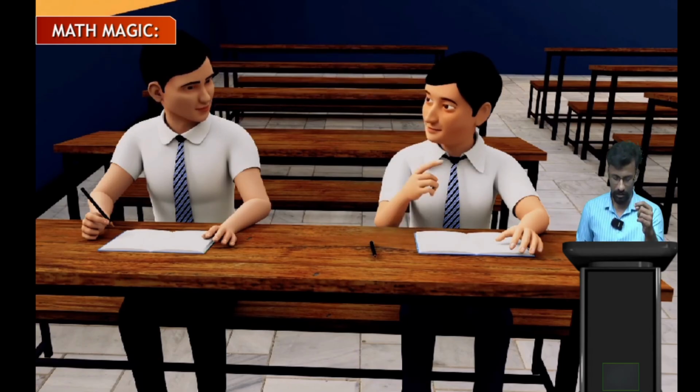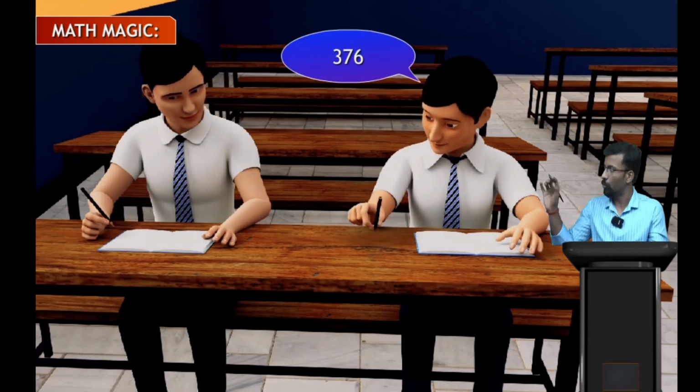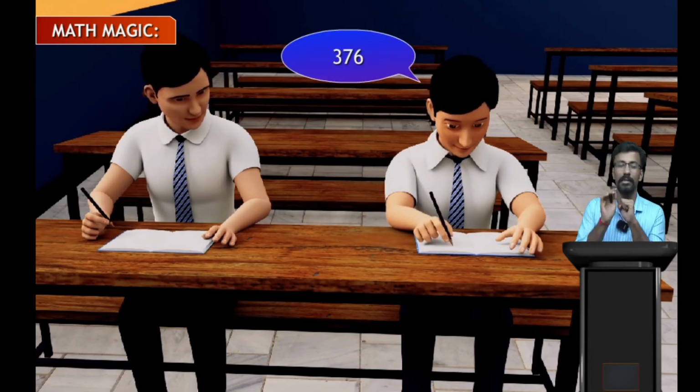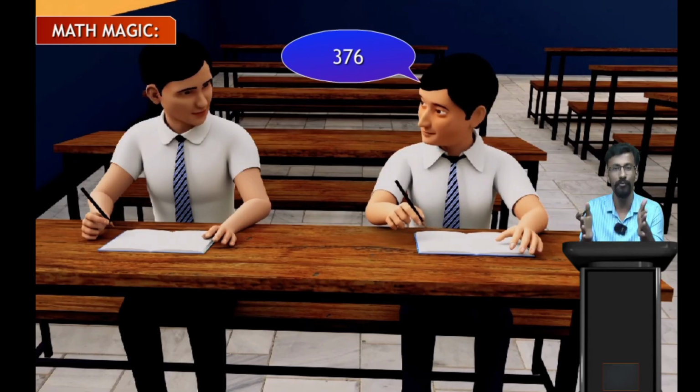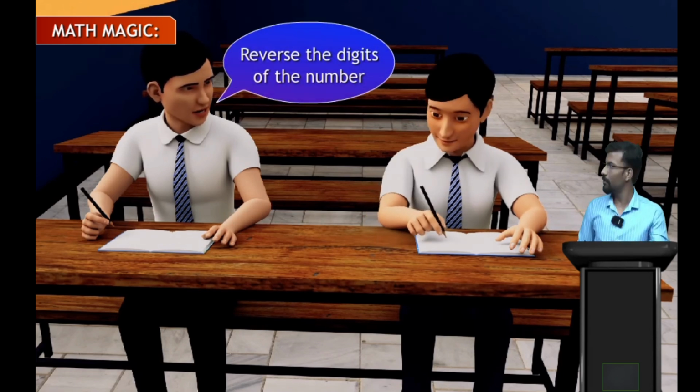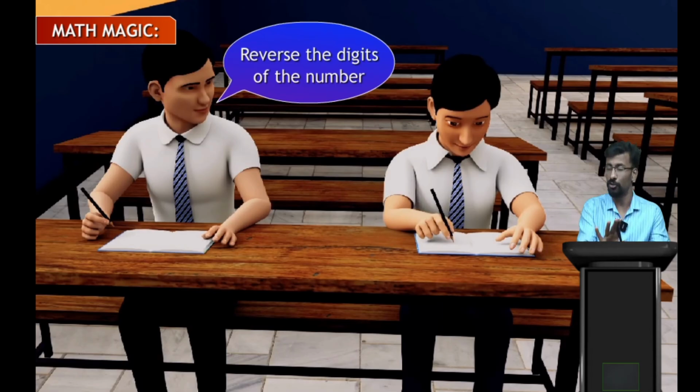Fine. So look, he says 376. All of them are distinct. Distinct means there is a difference, so no repetition will be there. That's why I use the word distinct. So these three digits are distinct digits. Now what's the procedure?